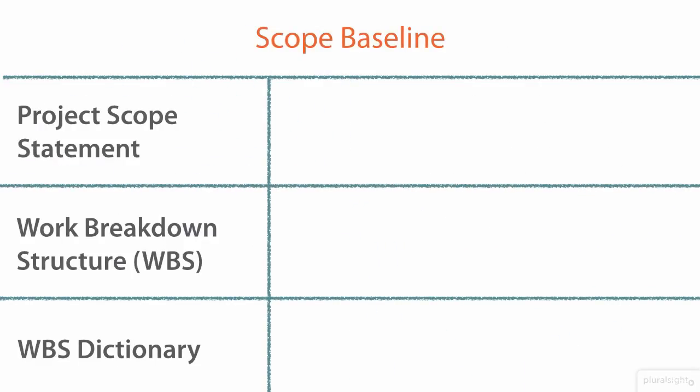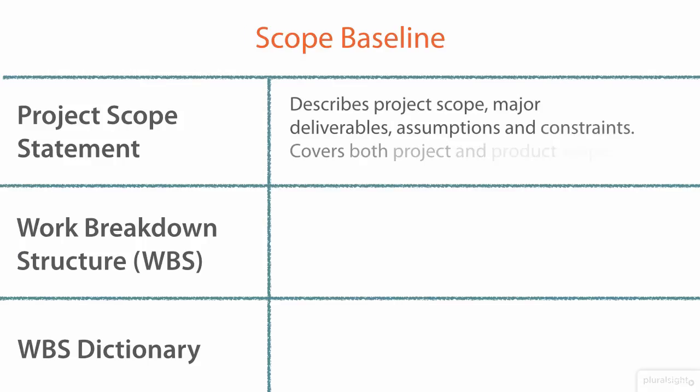Another important term to be familiar with and comfortable with is the scope baseline, because this is one of the chief outputs of the project scope management process. It includes three key components. These include the project scope statement, which describes the project scope in a narrative sense. It also describes the major deliverables, as well as the assumptions and the different constraints that we're going to face throughout the project. It covers both project and product scope.